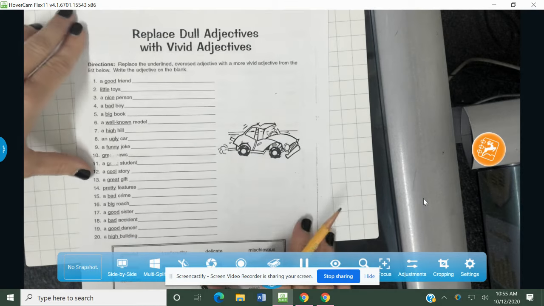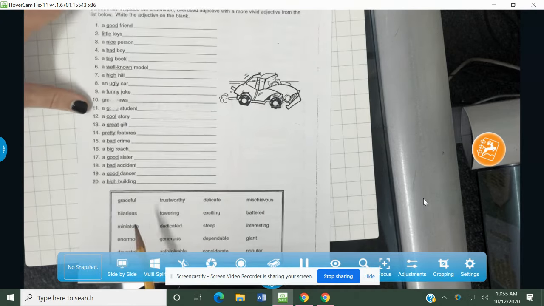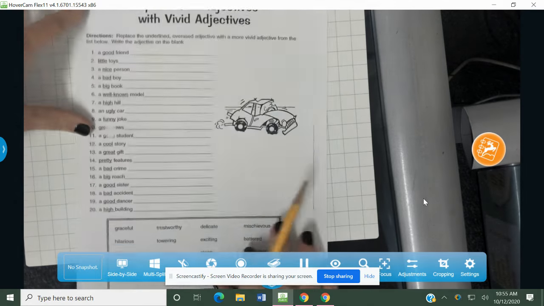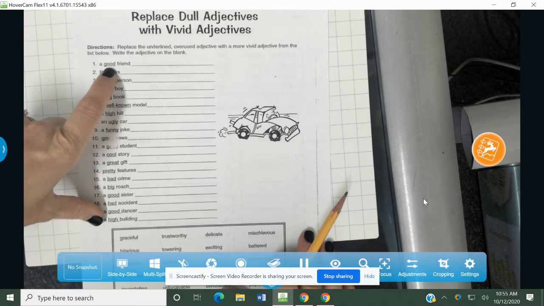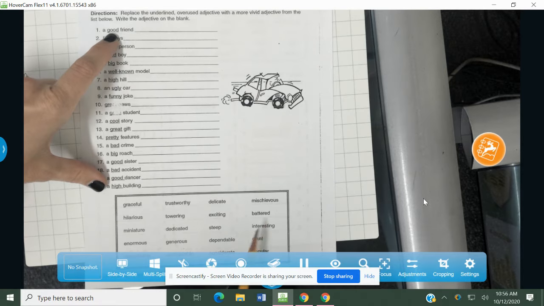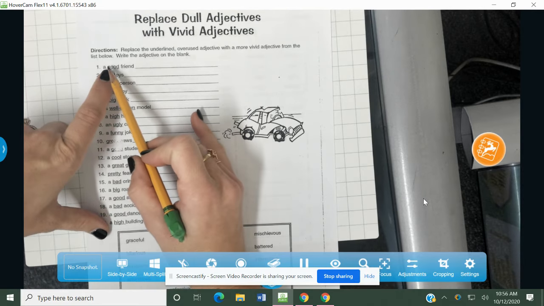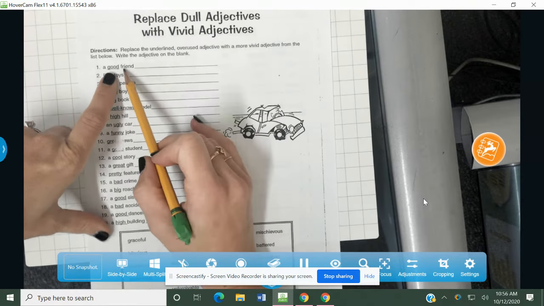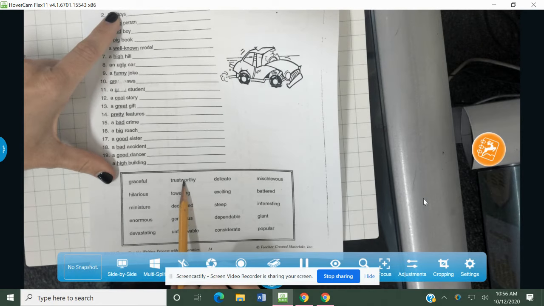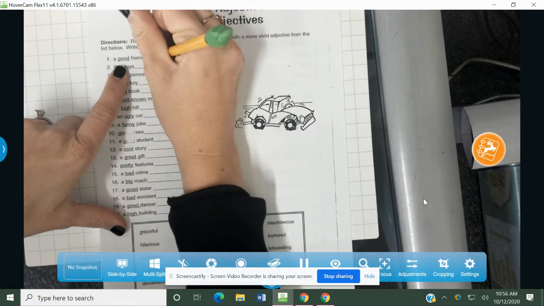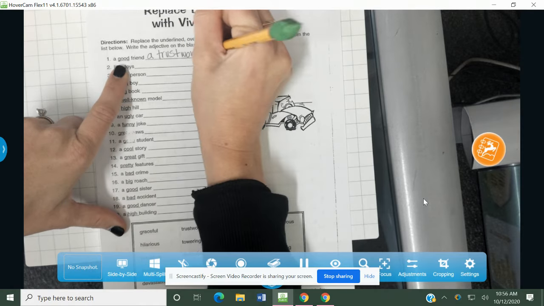If you'd rather do this side, this is replacing dull adjectives with vivid adjectives. Here are your vivid adjectives down below, and here are your sentences where you're going to replace the underlined adjective. We as fifth graders need to use good vivid adjectives. Instead of saying a good friend, this is a pretty dull word. We want something more vivid. How can you also describe someone as a good friend? I could say he's a trustworthy friend. So I'm going to say a trustworthy friend.